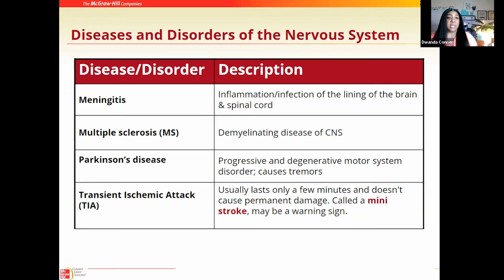TIA, transient ischemic attack, otherwise known as a stroke, starts with what's called a mini stroke, and that mini stroke we refer to as a warning sign. Typically, when someone has the signs or symptoms of a mini stroke, it's letting us know what may be to come. And so it's important when someone does experience these types of disorders that they seek treatment immediately. We want to be able to get ahead of problems that could arise in the future.